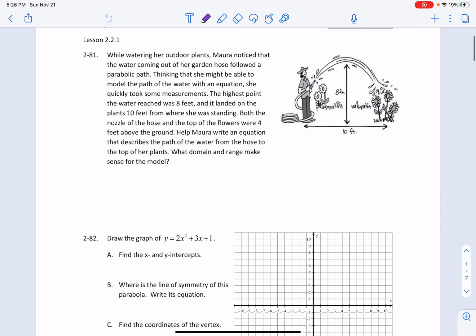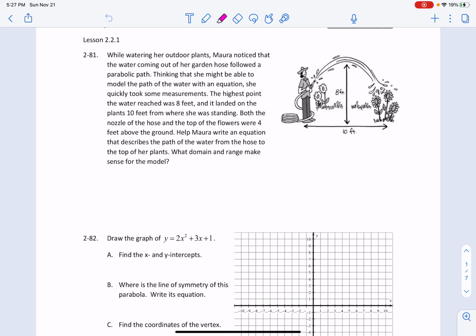All right, so 2-81, it says, while watering her outdoor plants, Maura noticed that the water coming out of her garden hose followed a parabolic path. Thinking that she might be able to model the path of the water with an equation, she quickly took some measurements. The highest point the water reached was 8 feet.